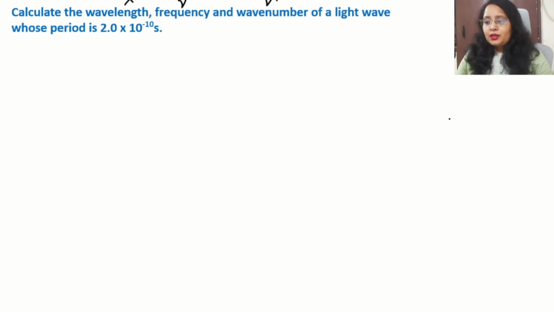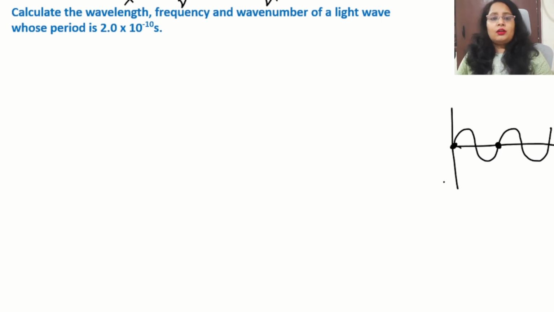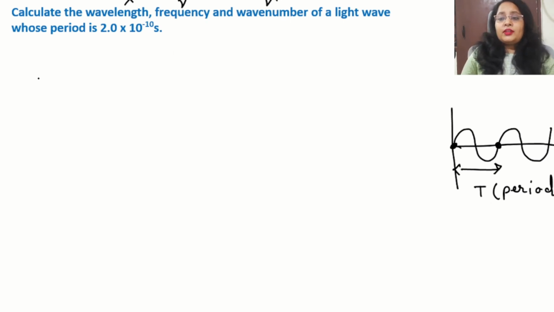Now what is period? The wave travels like this, and one wave is starting from this to this. This is called one wave, and the time taken to complete one wave is called its time period, and it is denoted by T. It is called period. So the relation between the frequency and the T is frequency is equal to 1 by T.